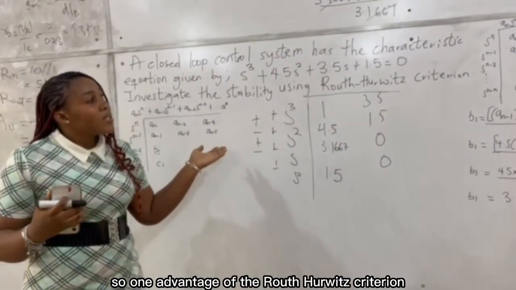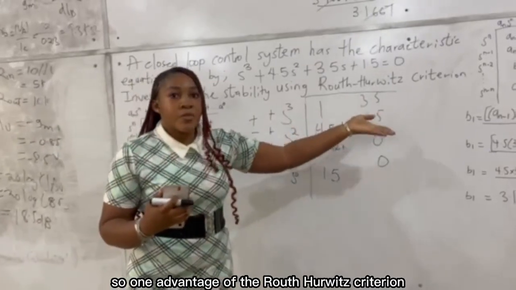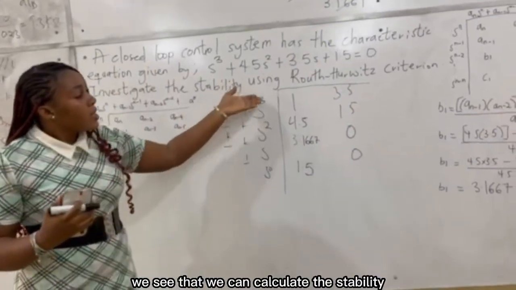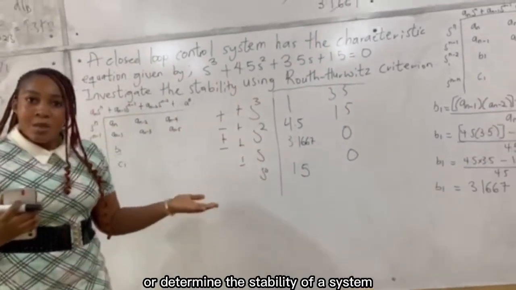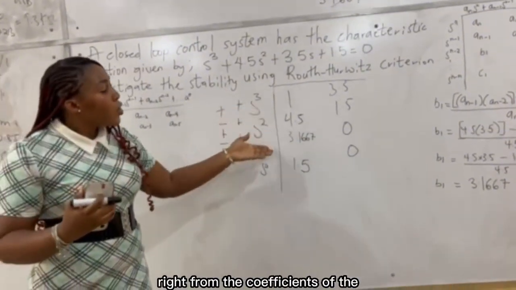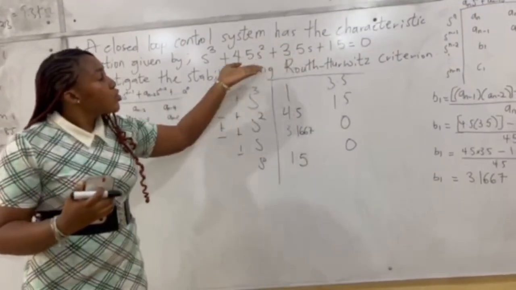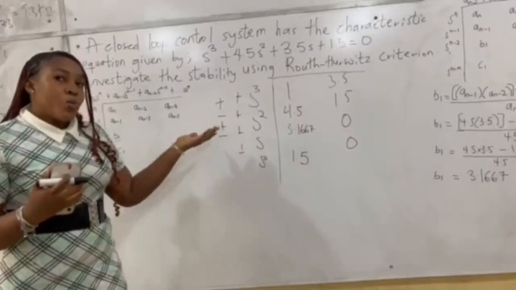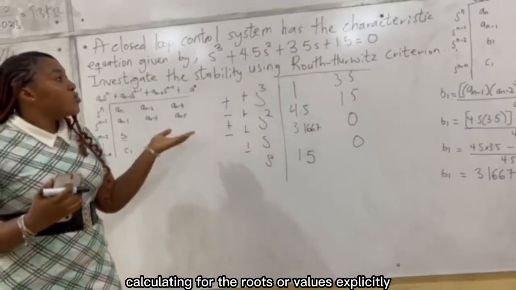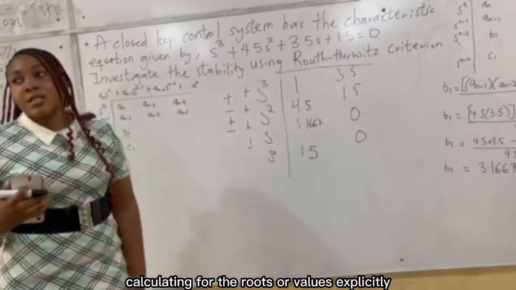So, one advantage of the Routh-Hurwitz criterion is that we can determine the stability of a system right from the coefficients of the equation or system given to us, without calculating for the roots or values explicitly. Thank you.